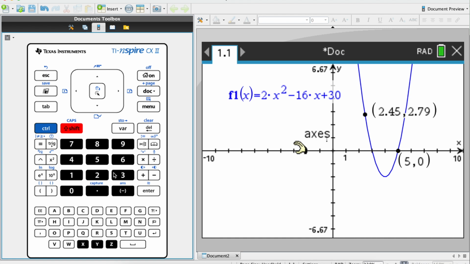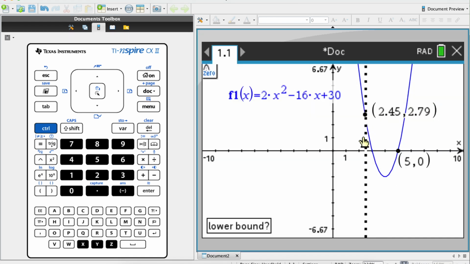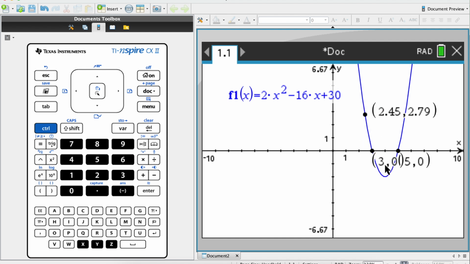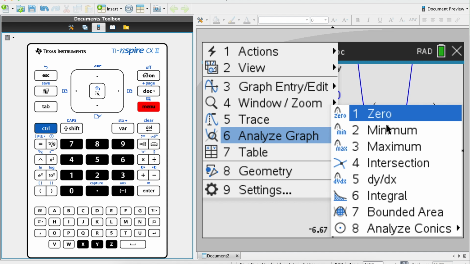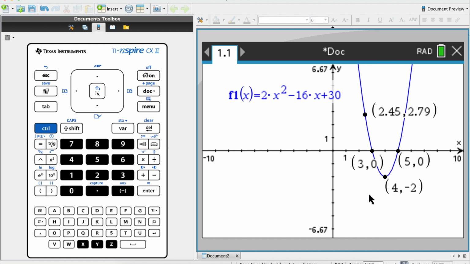I would be careful doing that sometimes, but sometimes it's worth it. So now that I have this equation, I have one of my zeros. I'm going to get the other one by analyzing my graph and finding a zero. It pops up there, kind of overlapping, so again I'm going to hover over it and move it. I need my vertex, so analyze graph, minimum, lower bound, upper bound. There's my vertex.